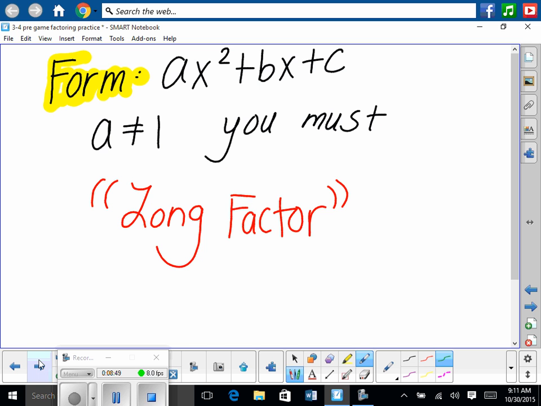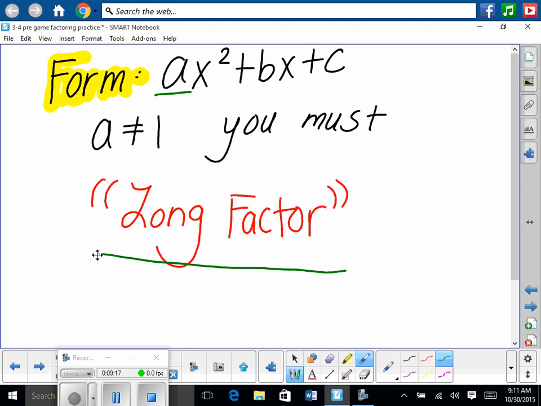Now, you guys took a vow, and Miss Christensen and I get to slap you silly if you quick factor when not allowed, okay? So, we're going to still have quadratics of the same form. If a is not equal to 1, positive 1, you must long factor. There is no other choice. You will not get the right answer by quick factoring if a is not equal to 1 and you try to quick factor. So, you have to long factor if a is not equal to 1.